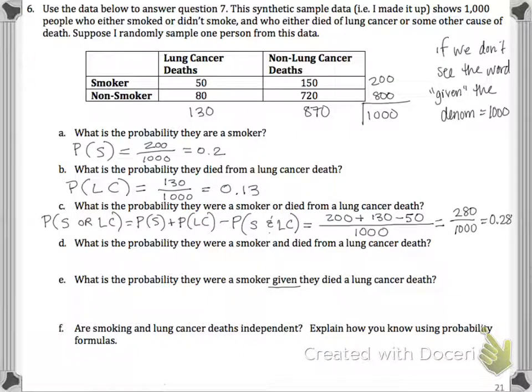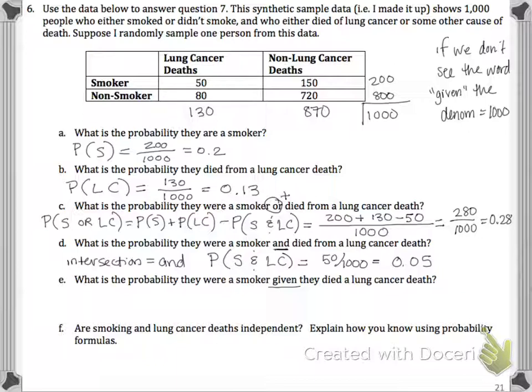Okay, let's keep going. What is the probability they were a smoker and, so the word and is very different from or. Or means adding, okay? In this case, and is just the intersection. Equals and in a contingency table. So in this case, we want to know the intersection of the smoking row and the lung cancer death column, which was the 50 out of 1,000 that we had just seen, or if we reduce that, that becomes 0.05.